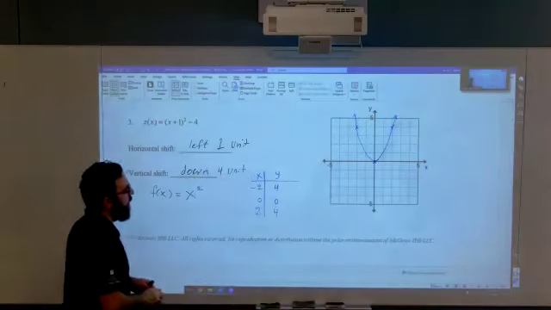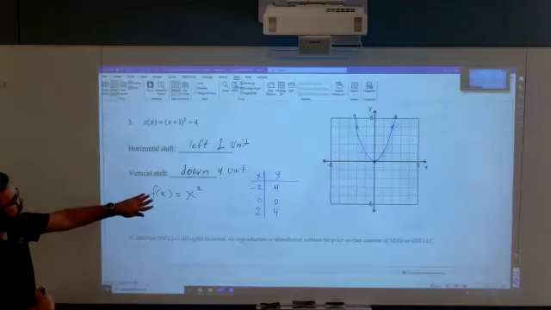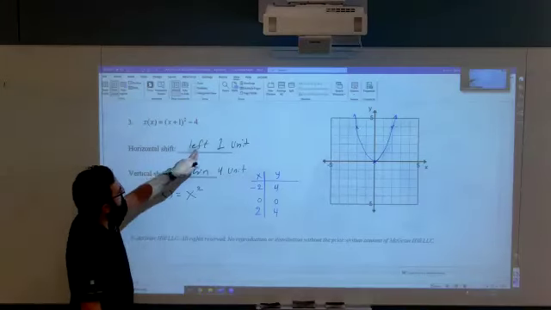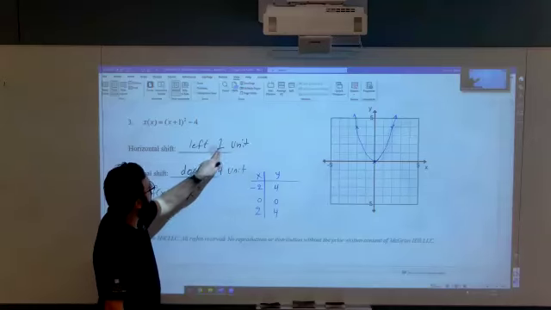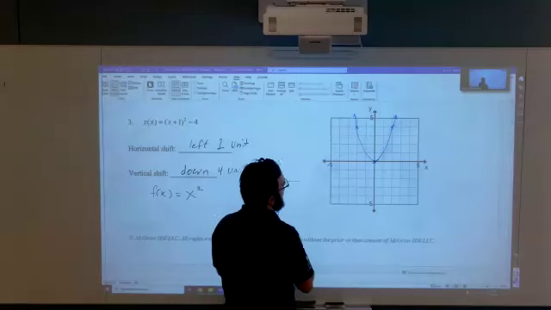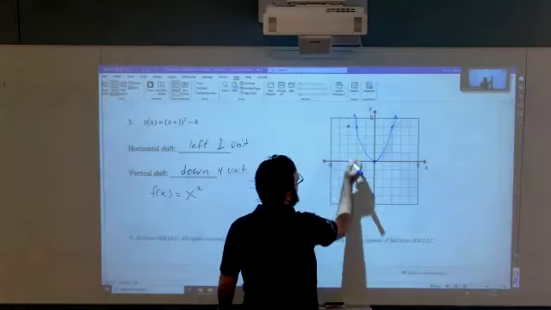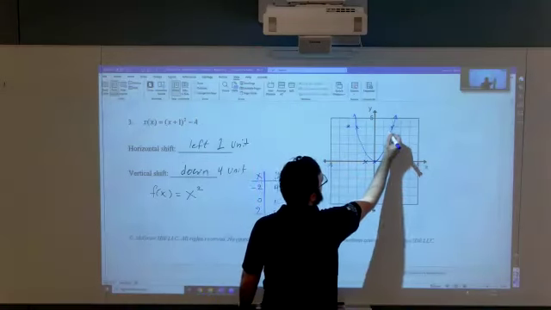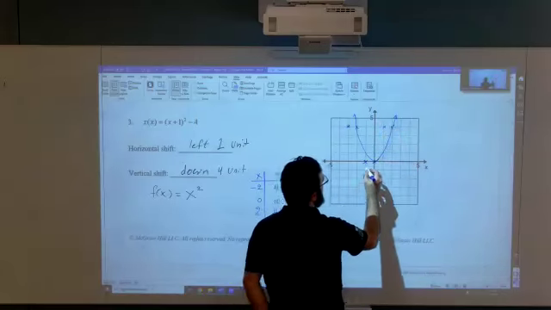Okay. Now I'm just going to look at the basic function. I'm going to shift it horizontally left 1 unit, right? So each point here, I'm going to shift it 1 unit to the left. 1 unit to the left. So where is the new graph?